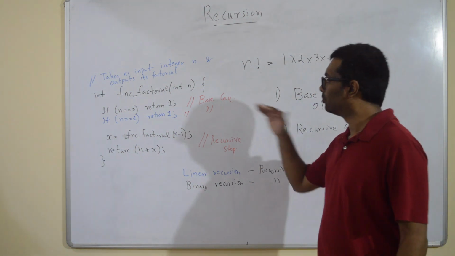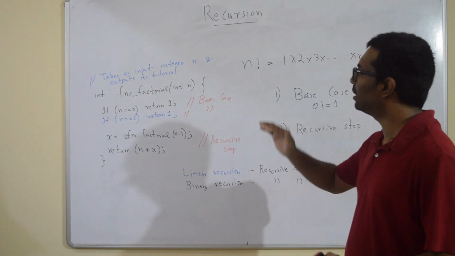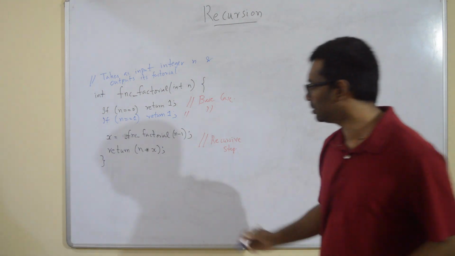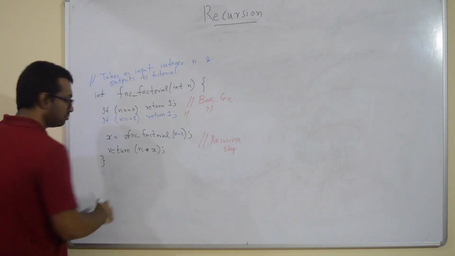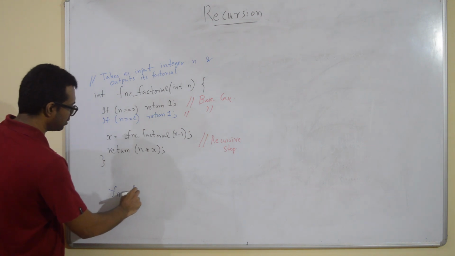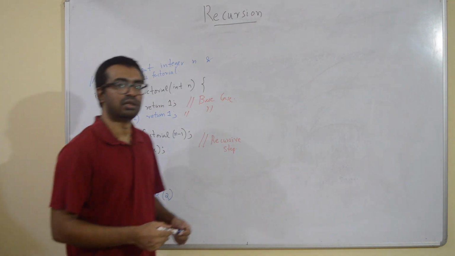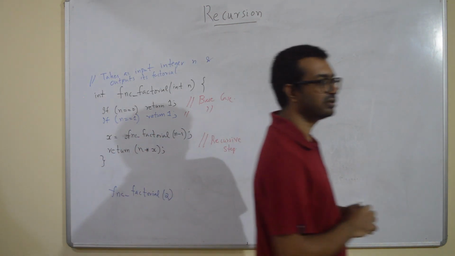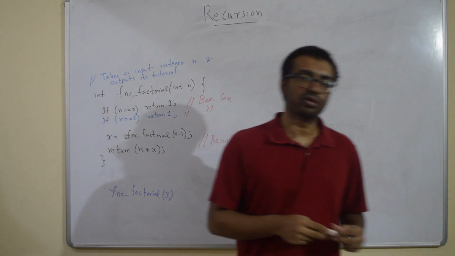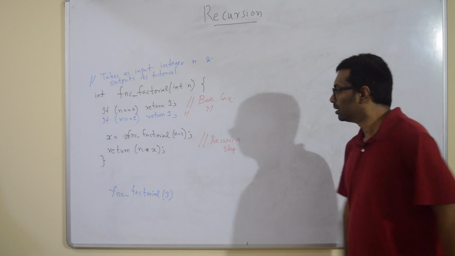So first, for a small value, let's say a value of 3, how can I say this function is correct? I'm going to call this function from our main program, for example, as fnc_factorial of 3. What is the output I want? I want 3 factorial, or 6. This is what I want.